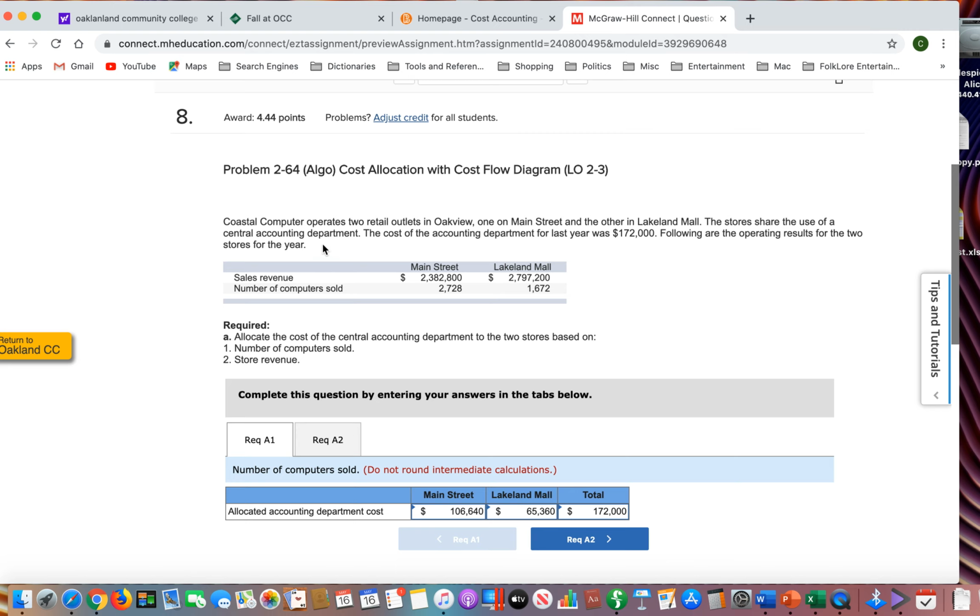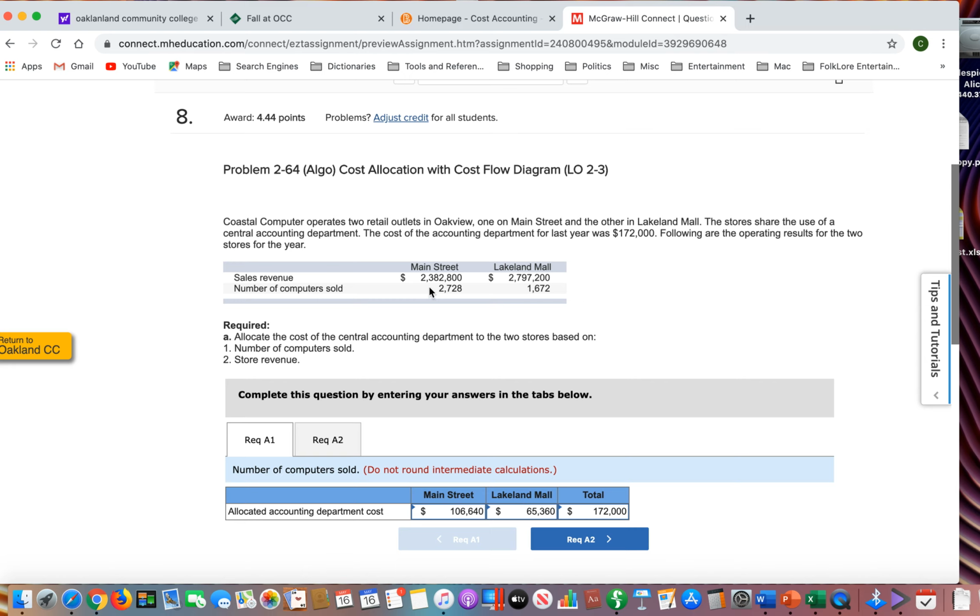The stores use a central accounting department. The cost accounting department last year incurred a cost of $172,000, and they're going to spread the cost between these two sites. Allocate the cost of $172,000 based on the number of computers sold. Well, 2728 plus 1672 gives you, I think, 4,400, and then 2728 divided by the total, that's the percentage, and you multiply that by 172.